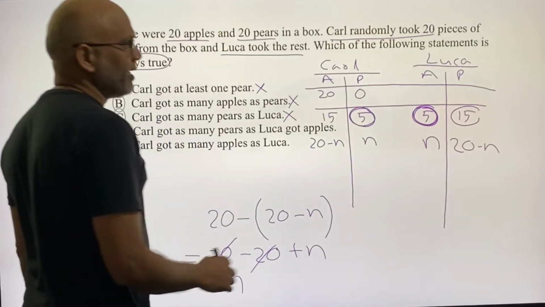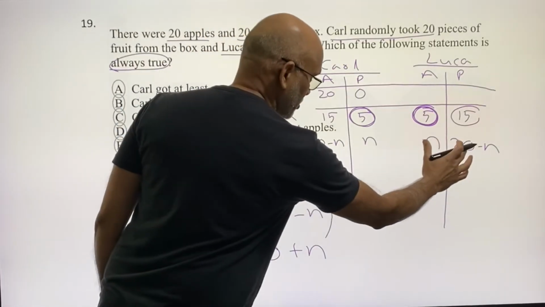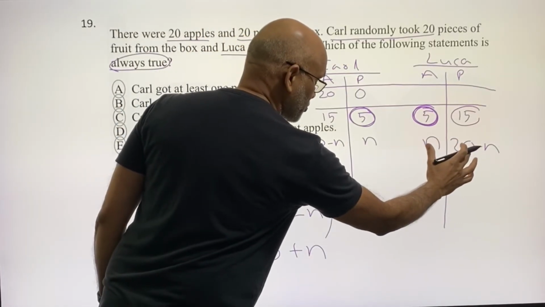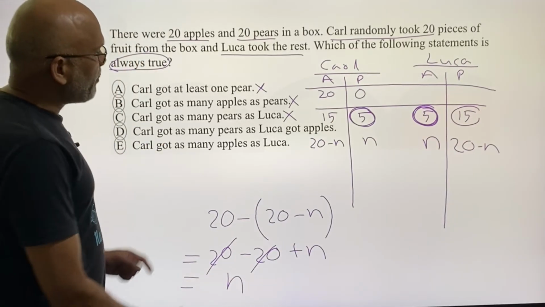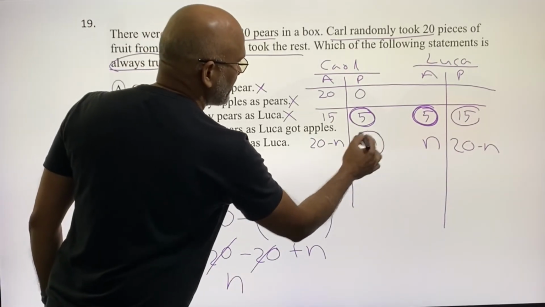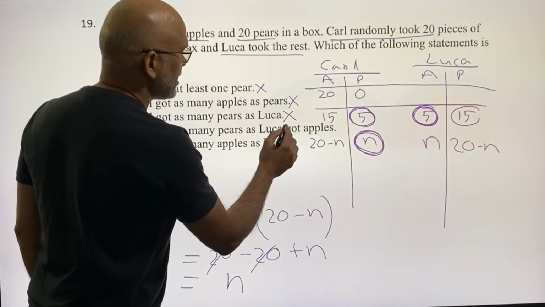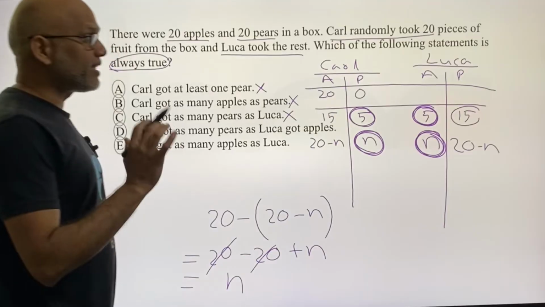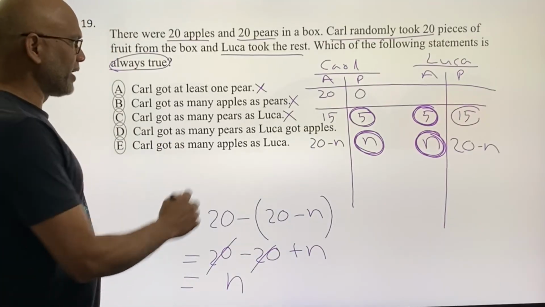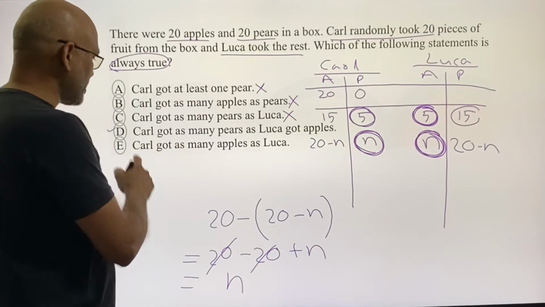20 minus n pears because he got 20 fruits in total, right? So Carl got as many pears as Luca got apples. So this is always true, right? So it seems like D is the correct choice.